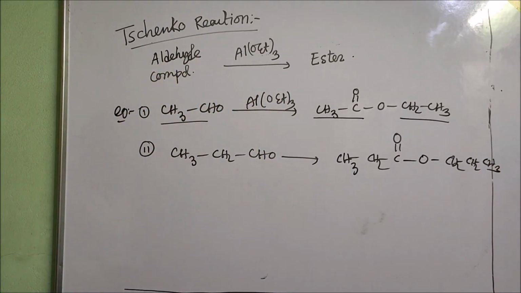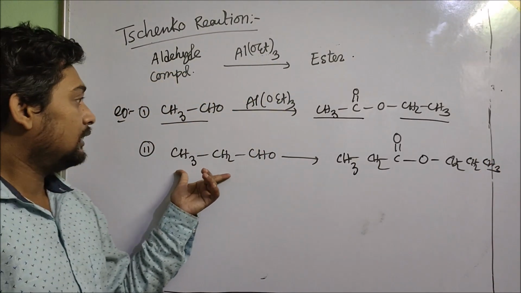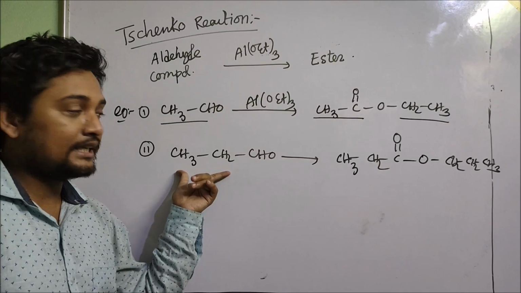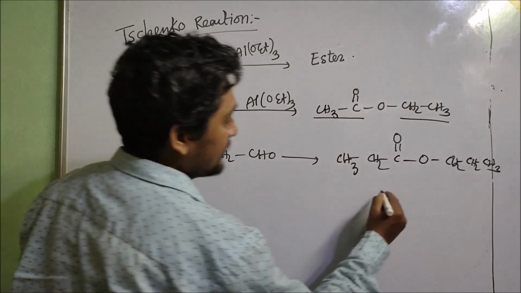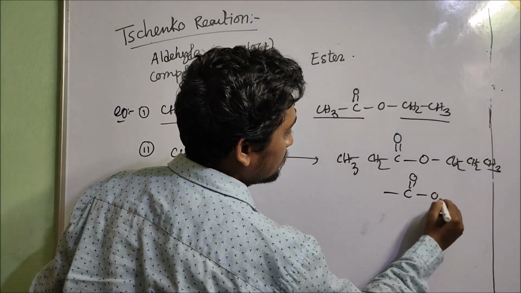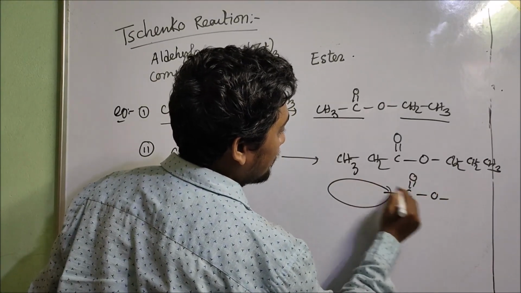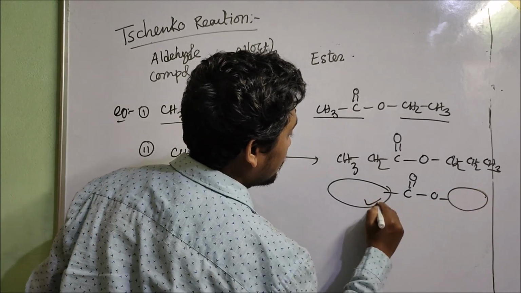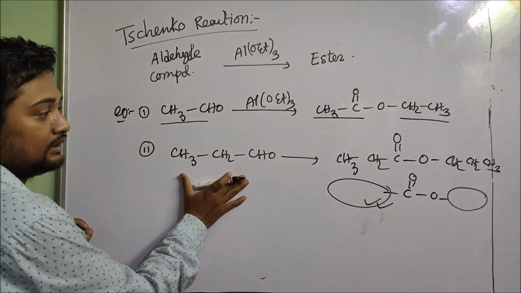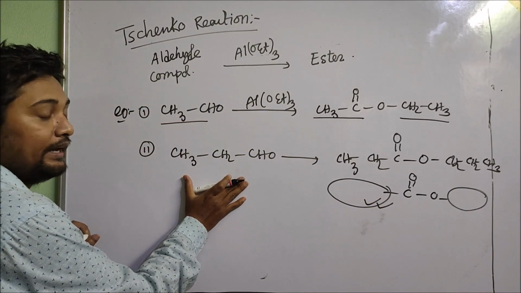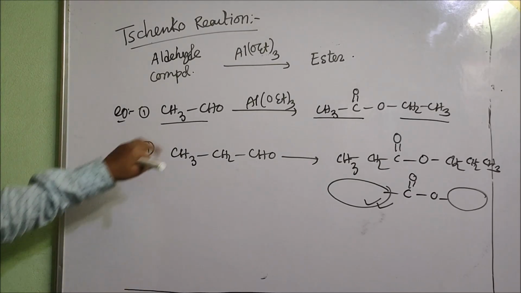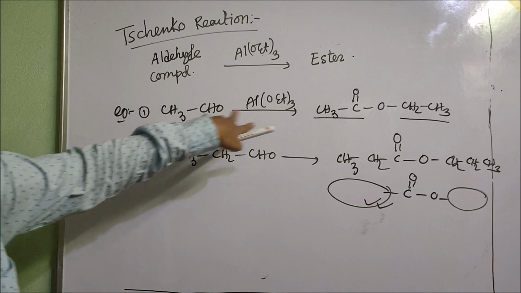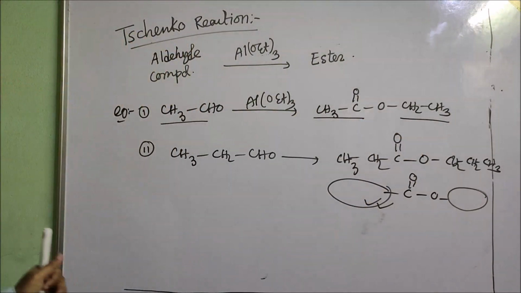So this is the way to write the product of Tischenko reactions in the simplest way. There will be an ester group, and the number of carbons on each side will depend on the structure of this aldehyde compound. Now what is the mechanism by which this group converts into this ester group?